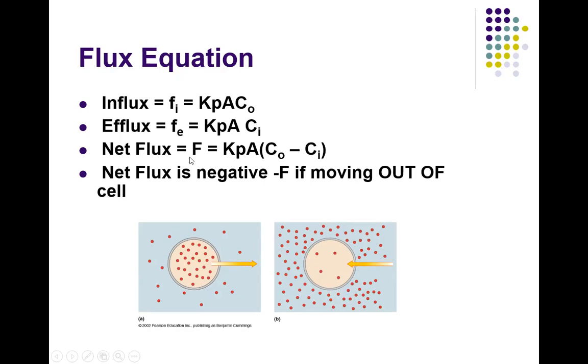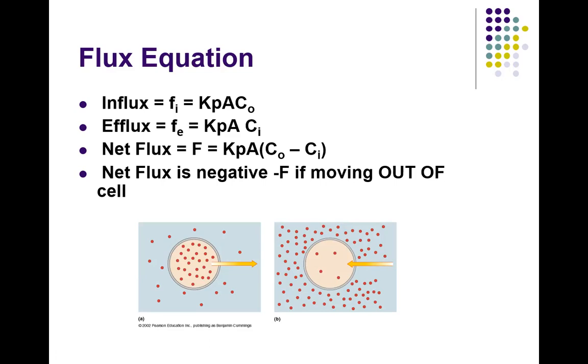Then the net flux is the permeability constant times the area, and instead of having two separate equations, you can combine what's moving into and out of the cell by subtracting those. Like I said, I'm not going to make you do math. I'm not going to give you an area, a Kp value, and a CO and a CI value and then ask you what the net flux is.